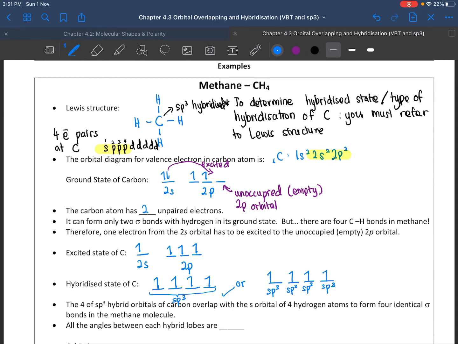Alright. So, next kita baca lagi apa dia tulis. The four sp3 hybrid orbitals of carbon overlap with s orbitals of four hydrogen atoms to form four identical sigma bonds in the methane molecule. Okay, so sekarang kita ada four unpaired electrons dalam sp3 hybrid orbitals. So, these four unpaired electrons akan overlap with hydrogen. Hydrogen kita kena tulis juga dia punya ground state. Ground state of hydrogen is 1s, 1 electron. So, these 4 unpaired electrons akan overlap with 4 hydrogens. So, dia akan form 4 sigma bonds.